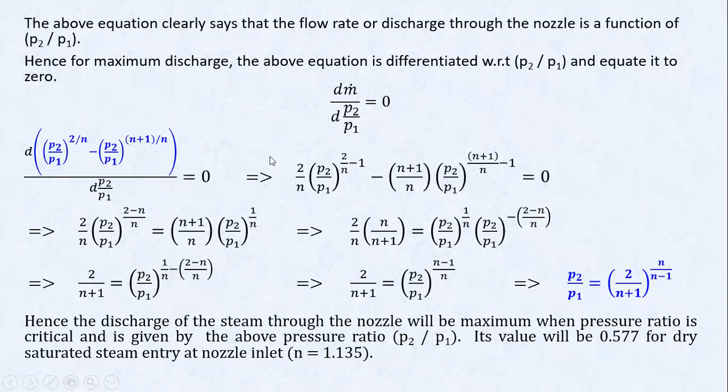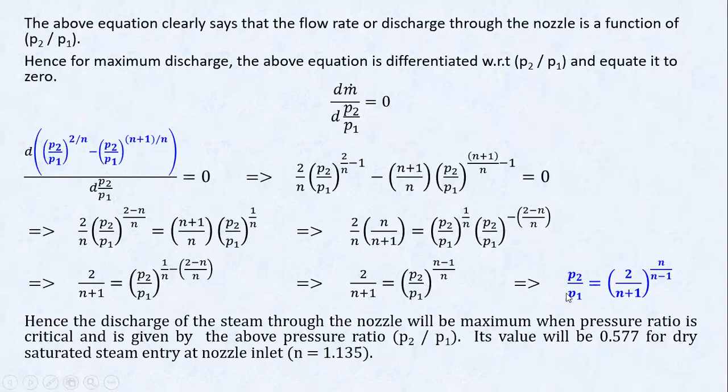When that goes to the numerator, it's similar to a power m by a power n equals a power m minus n. So when we simplify 1 by n minus of 2 minus n by n, we'll get n minus 1 by n. So here n cancels. So in the LHS, you'll get 2 by n plus 1 equal to P2 by P1 whole power n minus 1 by n. And finally, we'll get this P2 by P1 equal to 2 by n plus 1 power n by n minus 1.